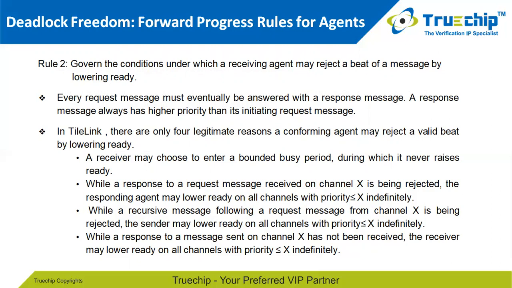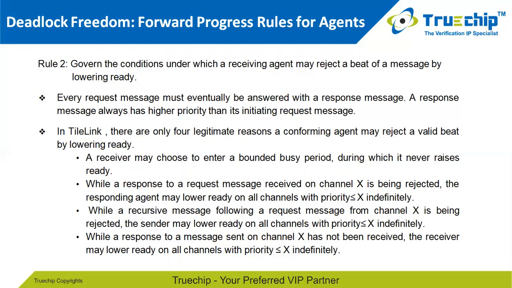The reasons an agent may reject a valid beat by lowering ready are: first, a receiver may choose to enter a bounded busy period during which it will never raise ready. Second, when a response to a request received on a channel is being rejected, the responding agent may lower ready of all the channels with a priority less than or equal to that particular channel. Similarly, while a consequent message following a request message from a channel X is rejected and a response message sent on channel X is not received, the receiver may lower ready of all the channels with priority less than or equal to X.